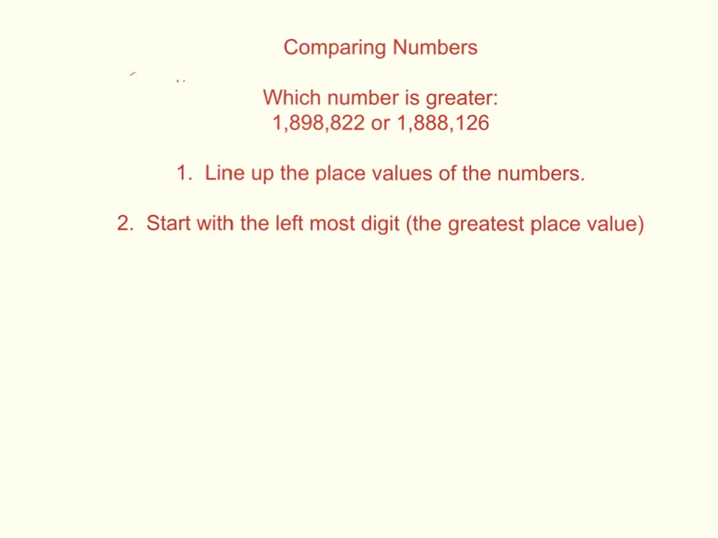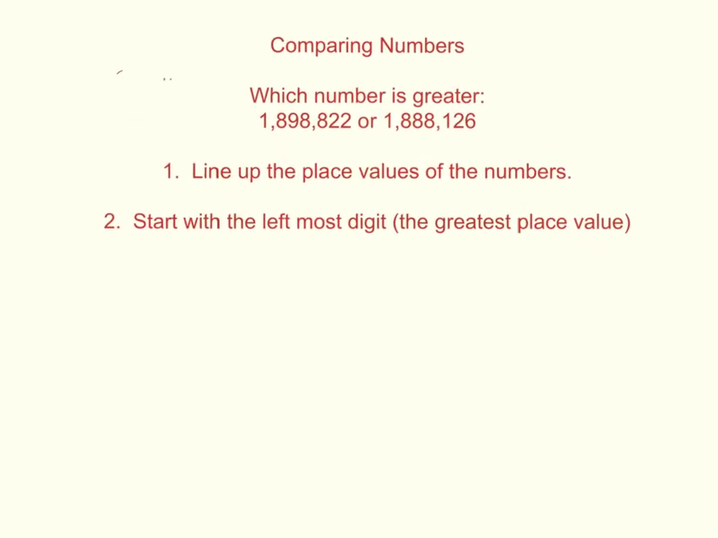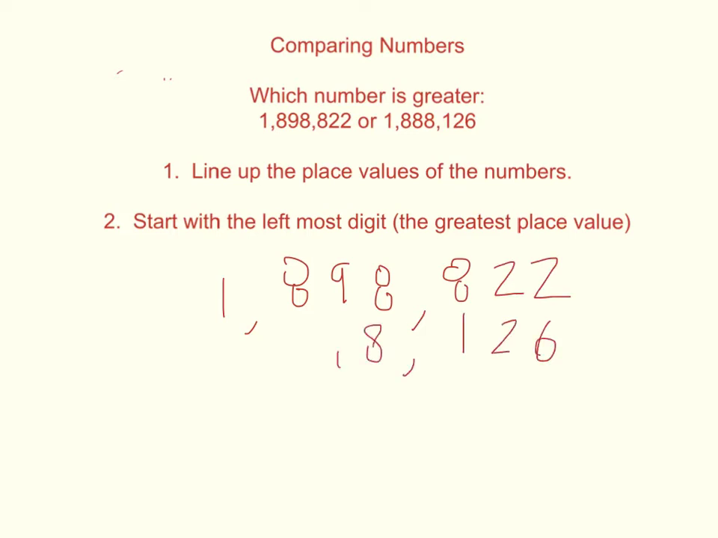of the numbers. Kind of separate them out. Okay, so I have successfully lined up the place value of the numbers. Now I need to start with the leftmost digit. In this case, it would be the 1, and compare those place values. This is the greatest place value, so I need to start here.